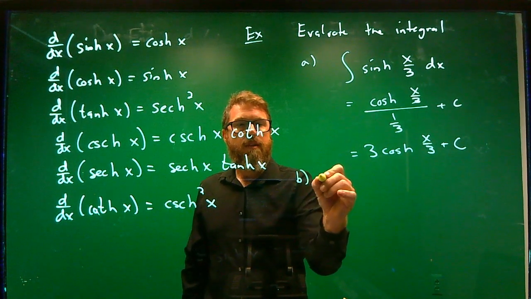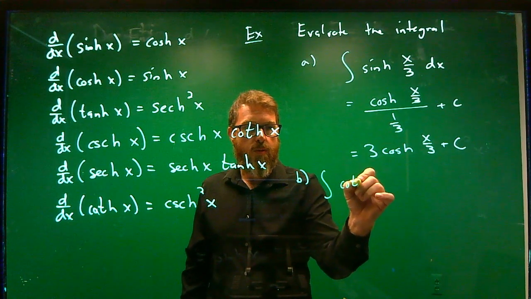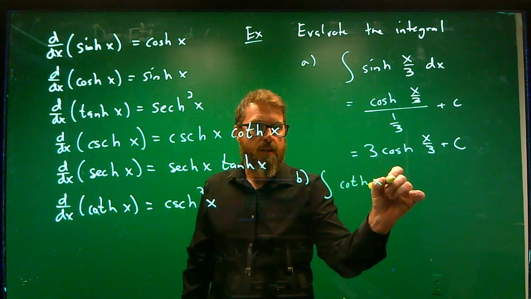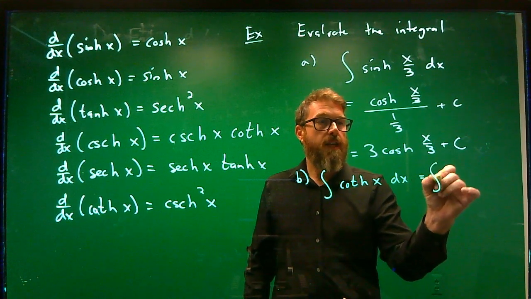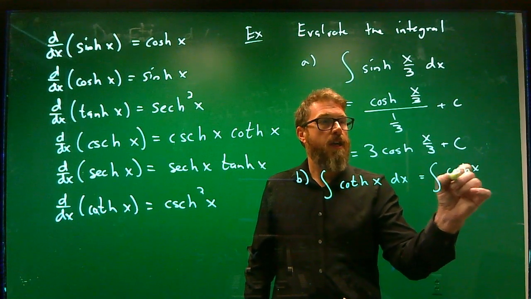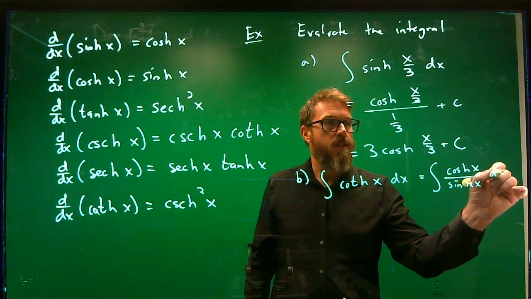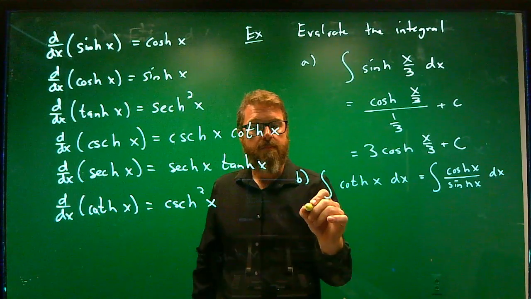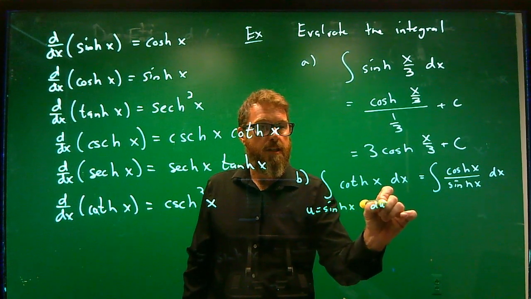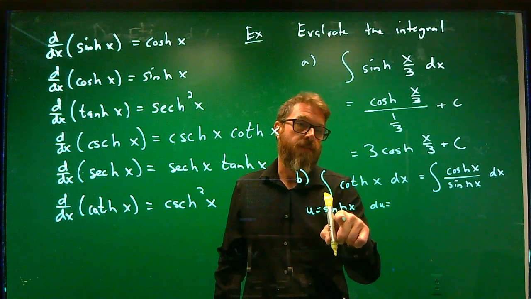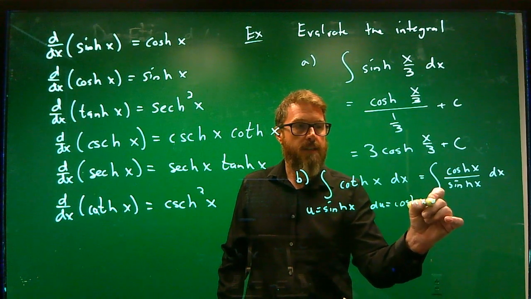And B, what about the integral? And I'll actually introduce a u substitution. So what about the hyperbolic cotangent of x? So if I want to do this, this is going to be the integral of the hyperbolic cosine of x over the hyperbolic sine of x dx. So then u is going to be your hyperbolic sine of x, and du is going to be the differential of this, which is going to be the hyperbolic cosine of x dx.